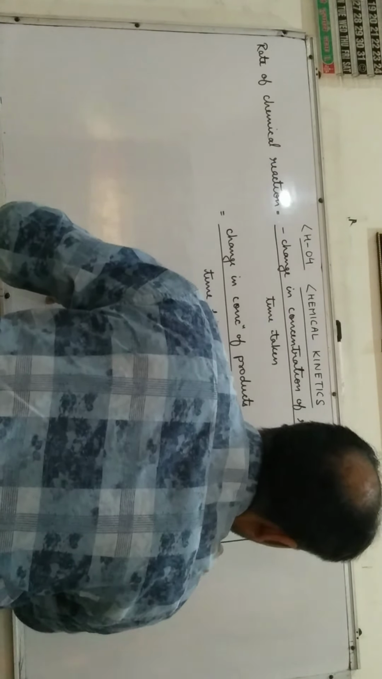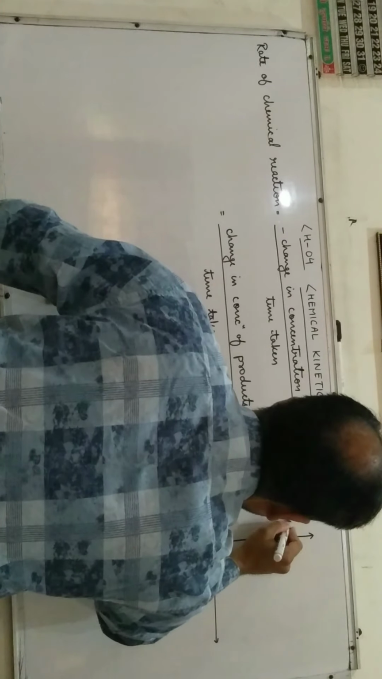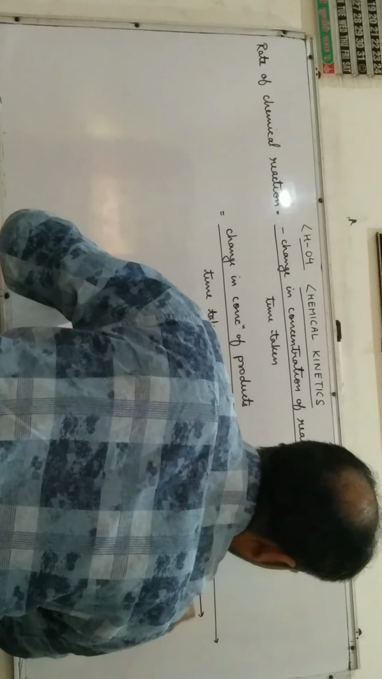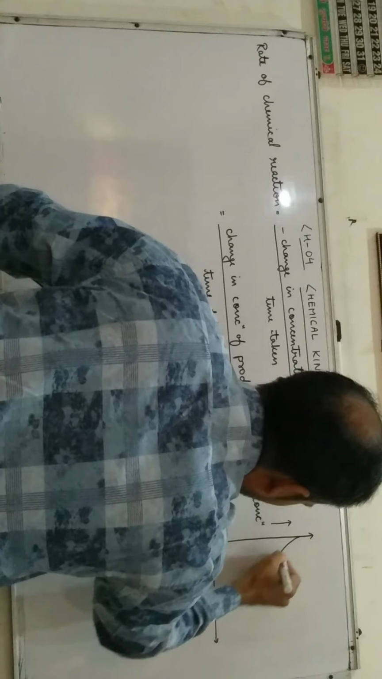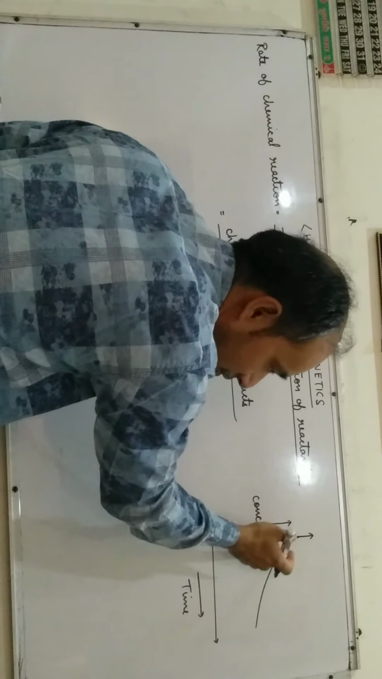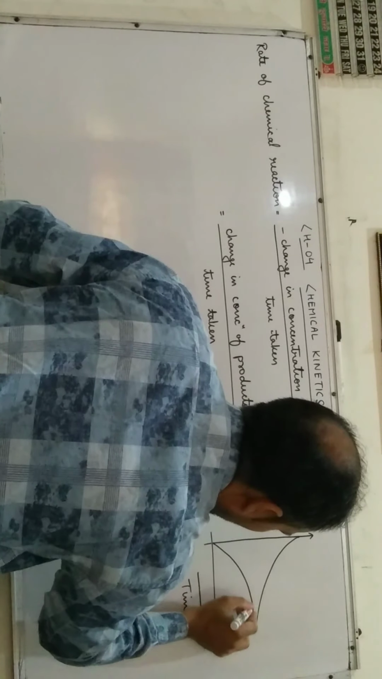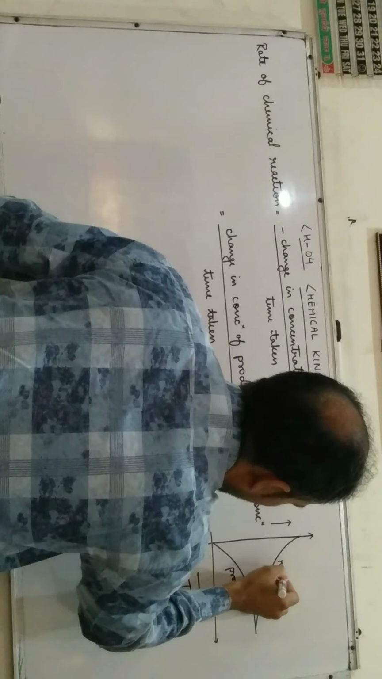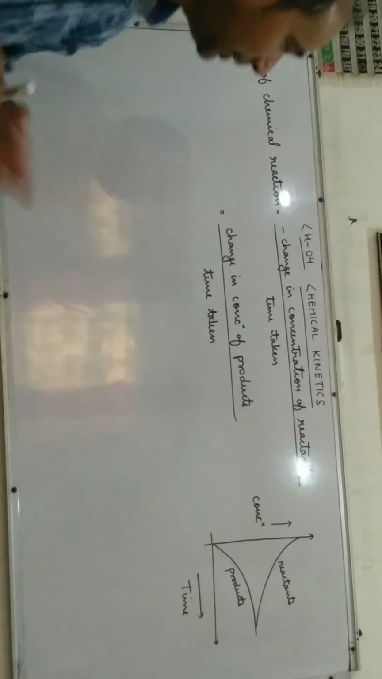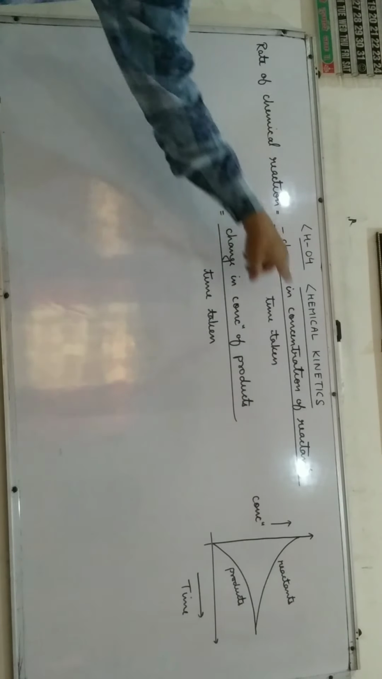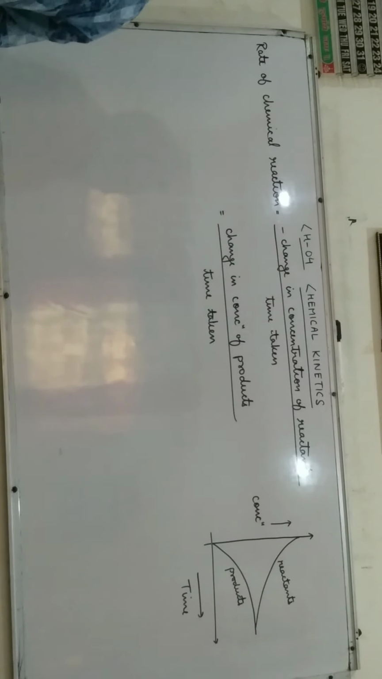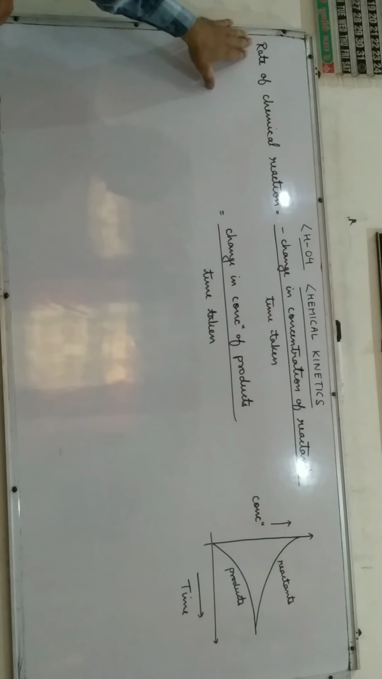For more clarification, let us draw a graph between concentration versus time. For reactant, we obtain a graph of this type, that is, the concentration of reactant decreases while product increases. This is for product and this for reactants. Concentration of reactant decreases, that's why we put a negative sign in the change of concentration of reactant, but here the positive sign because the concentration of product increases with respect to time. So it is clear rate of chemical reaction.